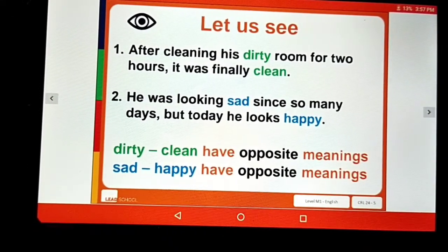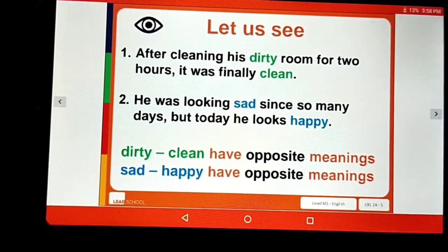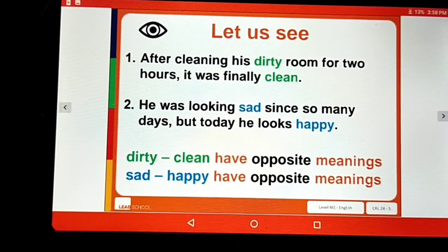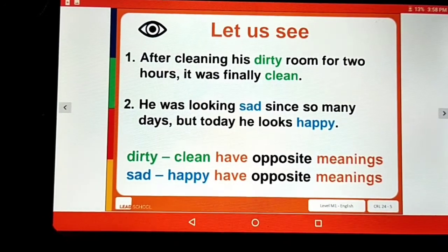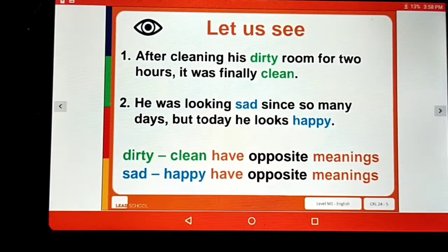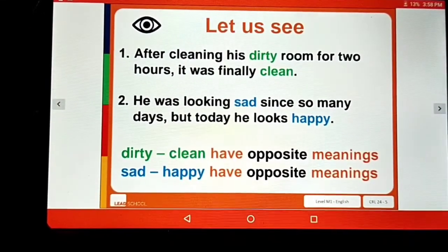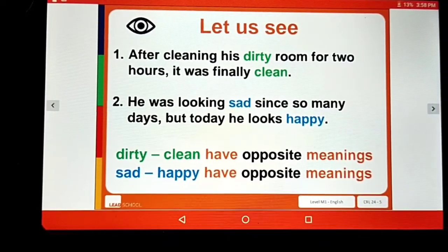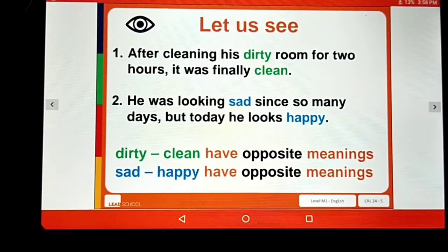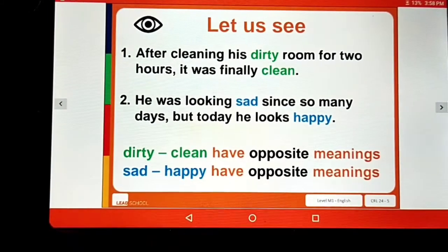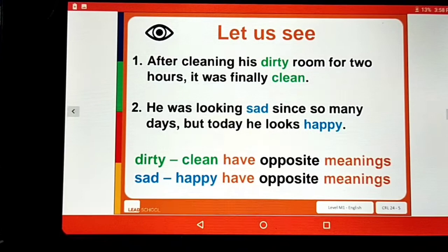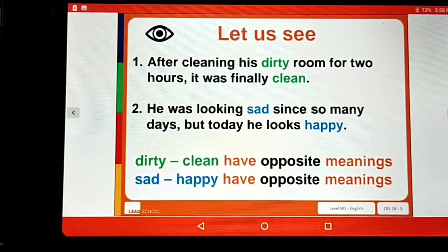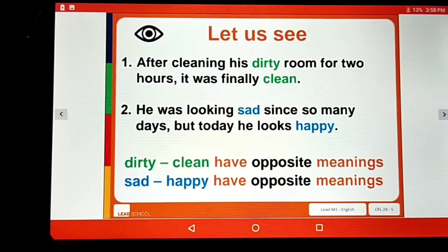Have a look at these two sentences. First, after cleaning his dirty room for 2 hours, it was finally clean. Here you can see dirty and clean. These two words have opposite meanings. So we can say dirty and clean are antonyms. Or we can say dirty is the antonym of clean or clean is the antonym of dirty.